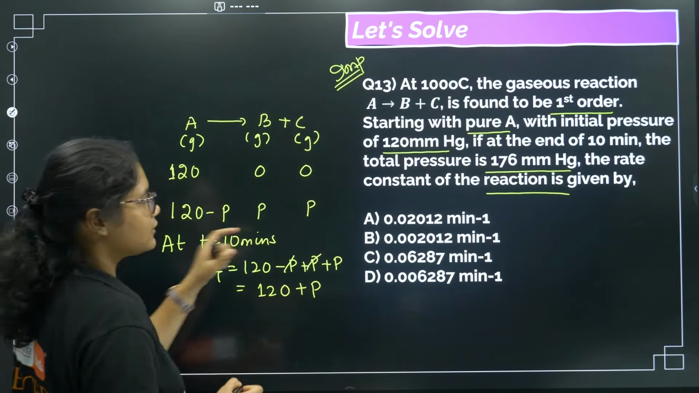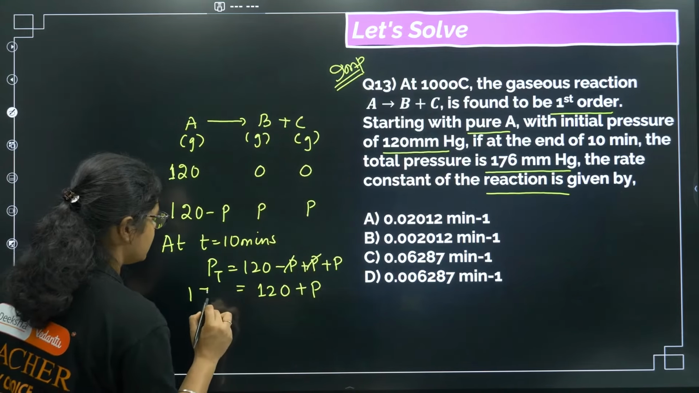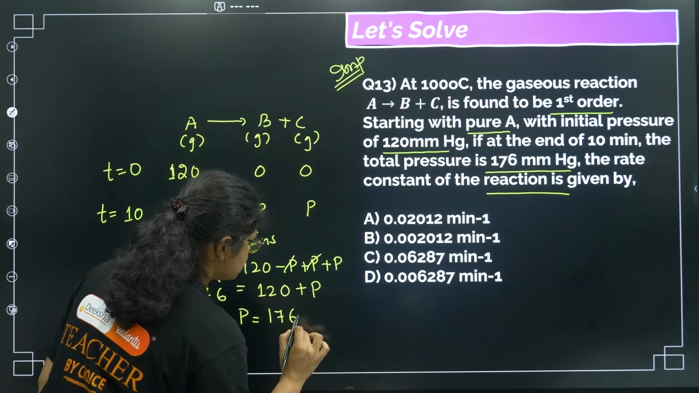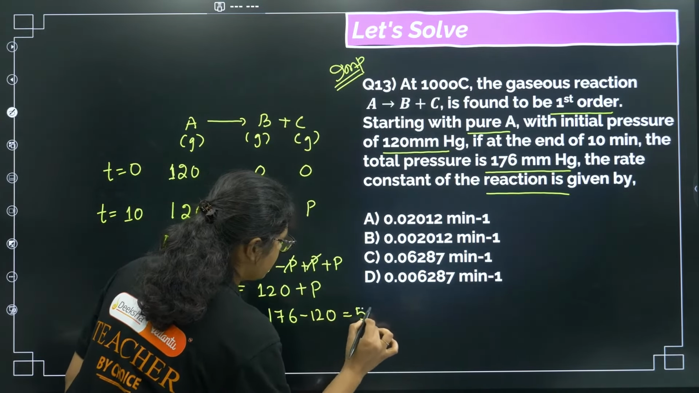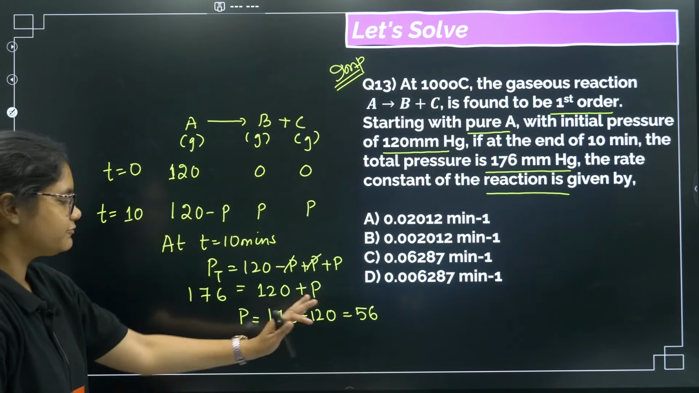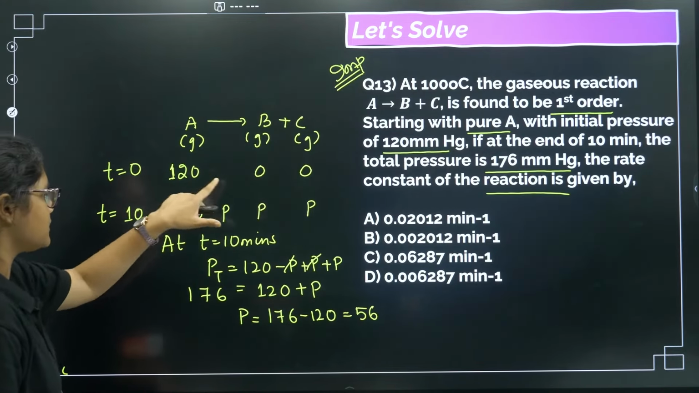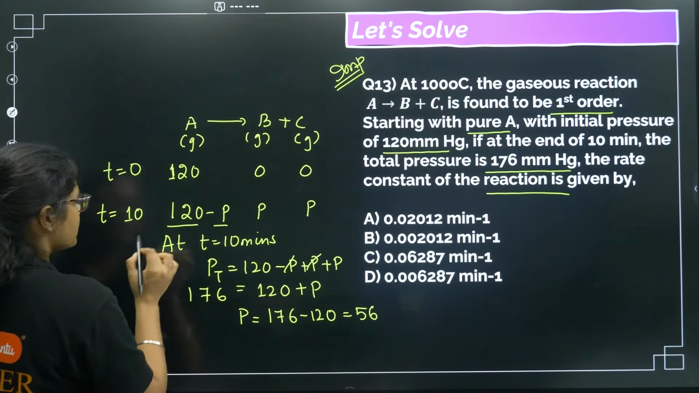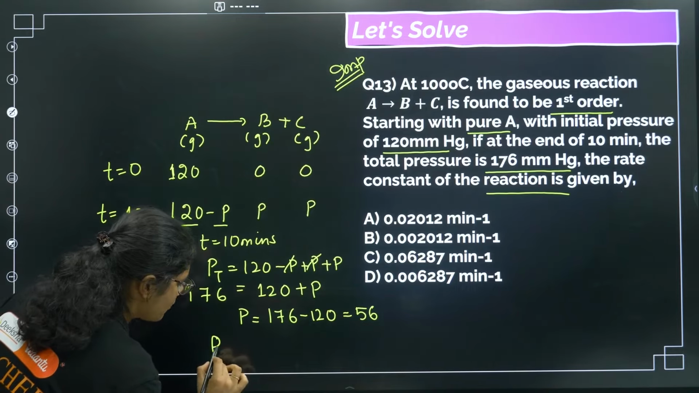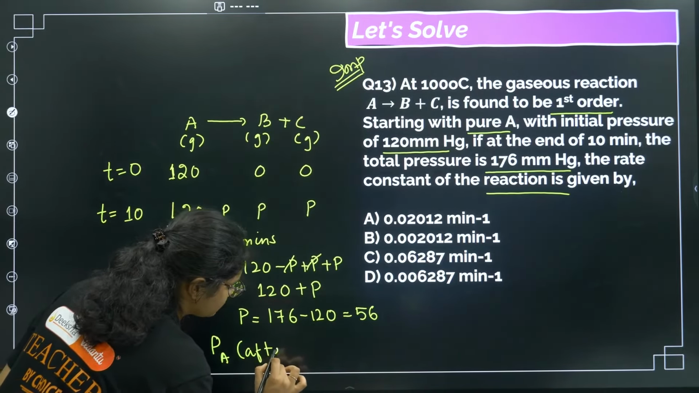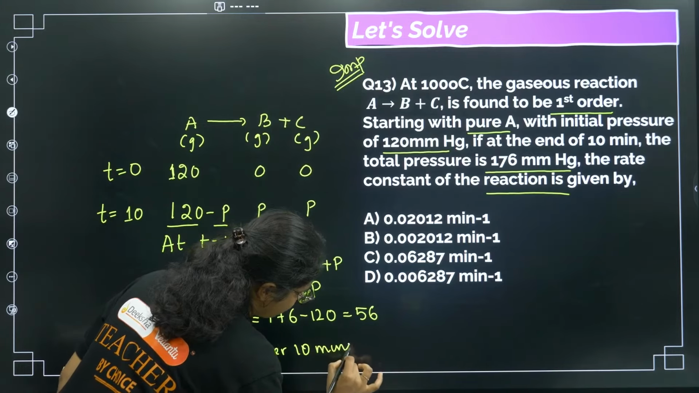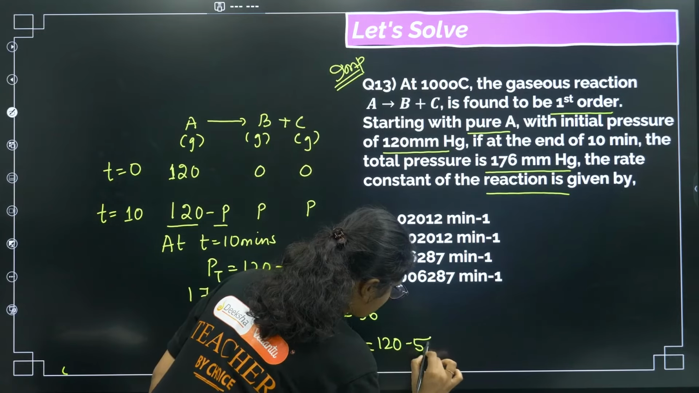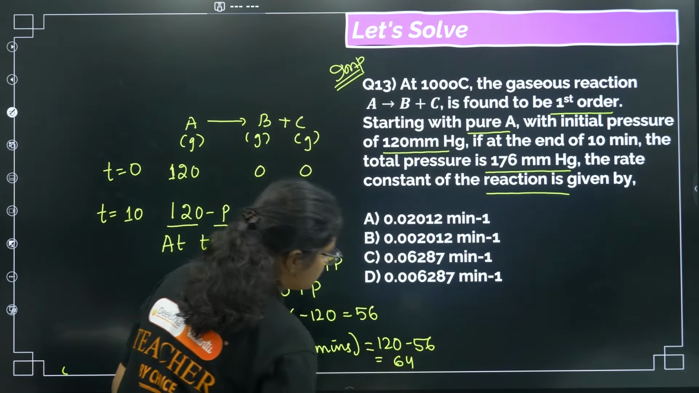And according to the question, what is the total pressure after 10 minutes? 176. So what is this P value? P value is 176 minus 120, that is 56, right? 56 is the P value. Then what is the pressure of A after 10 minutes? That is 120 minus 56, right? So pressure of A after 10 minutes will be 120 minus 56, that is around 64.